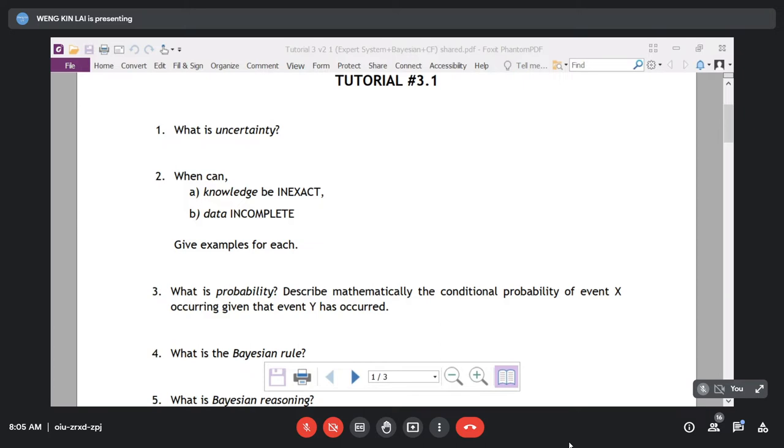Moving along, then we talk about describing when knowledge can be inexact. So you give some examples of when knowledge can be inexact. For example, you have incomplete knowledge due to lack of knowledge. You have things like the truth is not clear, which is uncertain, right? We also have an example in the lecture about traffic lights, when the traffic light is both red and green, right?